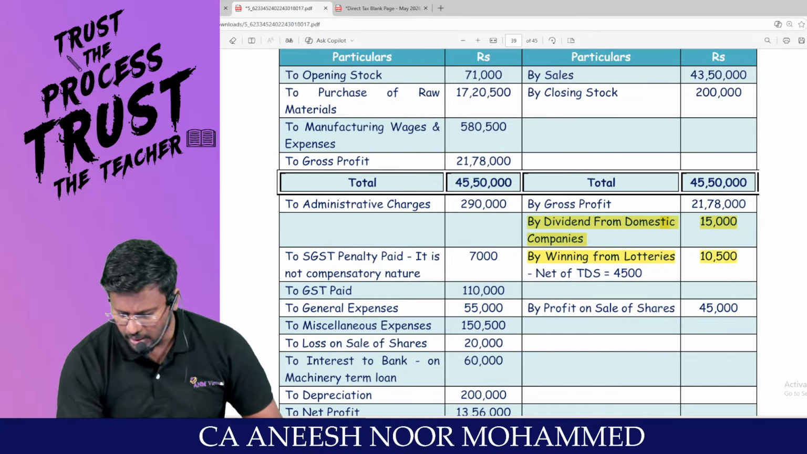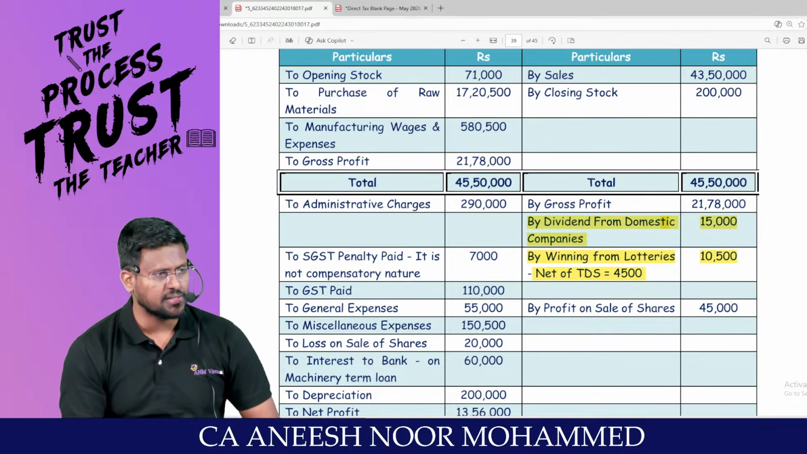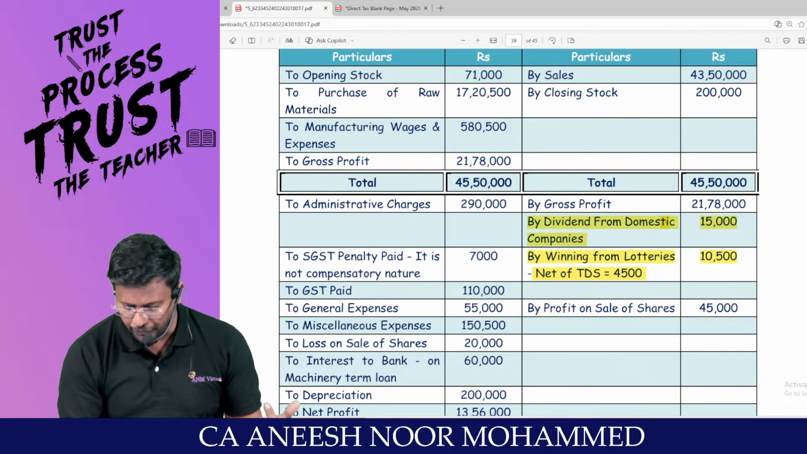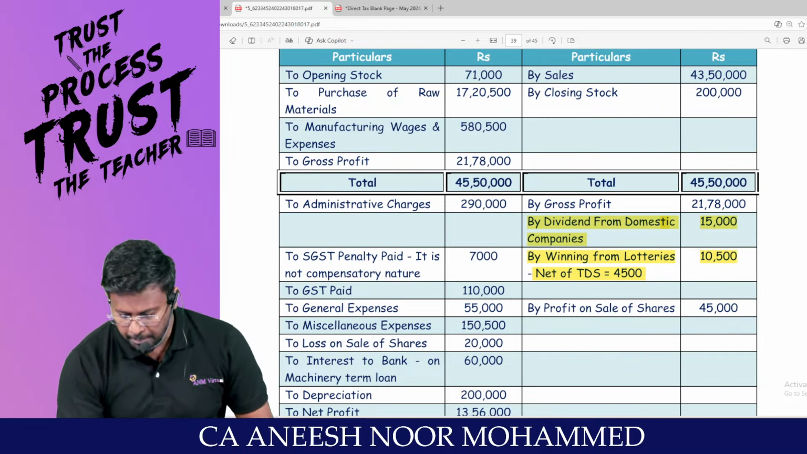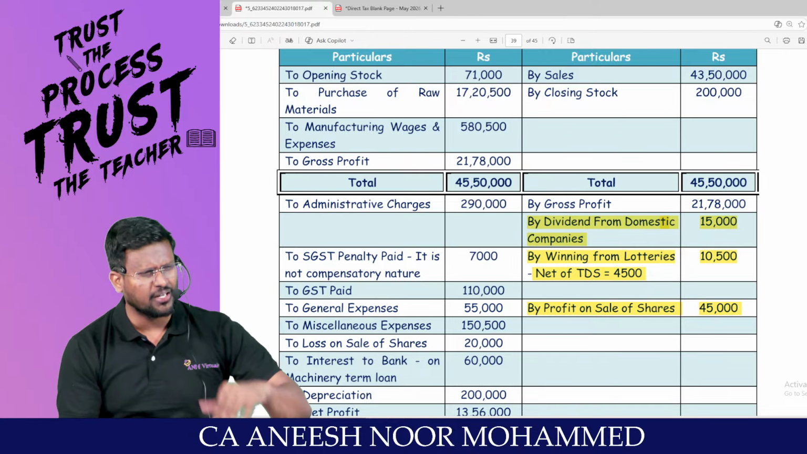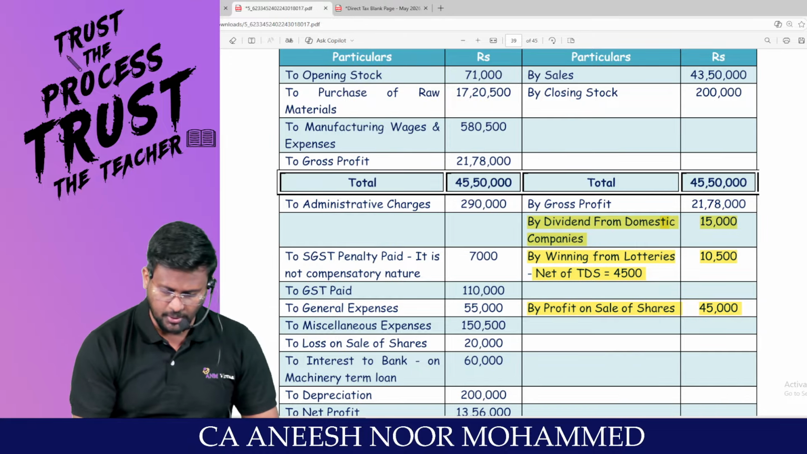Winning from lottery, 10,500, net of TDS. Remove 10,500 from PGBP, include 15,000 in IFOS. By profit on sale of share, deduct from PGBP 45,000, include under capital gain 45,000.